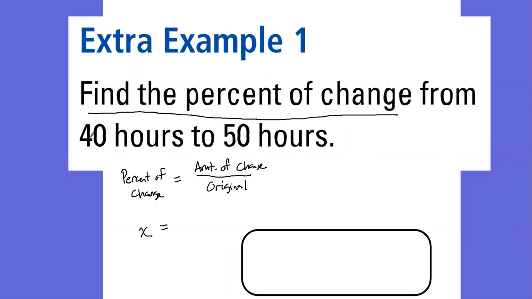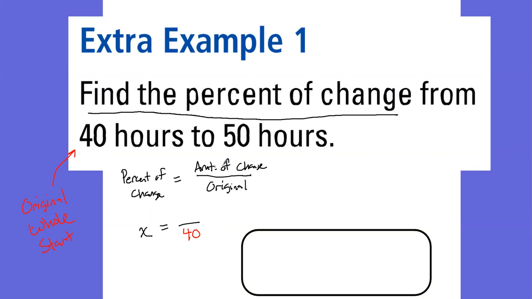Now, from 40 to 50, the 40 here is my starting point. This is the original. This is the whole amount. This is what you have at the start. So for this denominator here, I'm going to put 40.